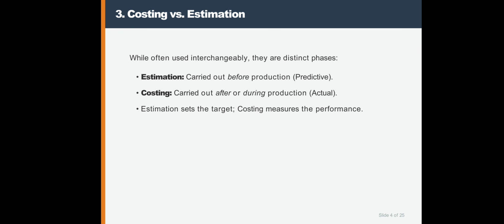That means we predict before the manufacturing process. We can predict or approximately take some terms of estimation in accordance with the manufacturing or costing before the manufacturing of the particular product. After that, costing is carried out after or during the production, that means the actual term. So the estimation sets the target, costing measures the performance.